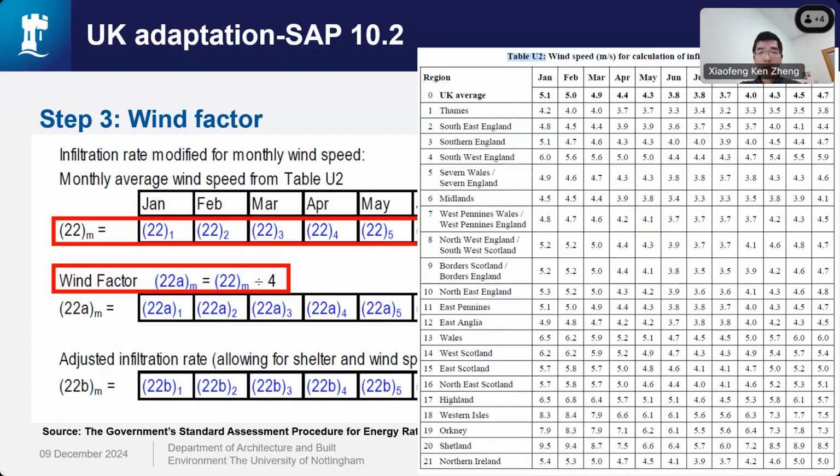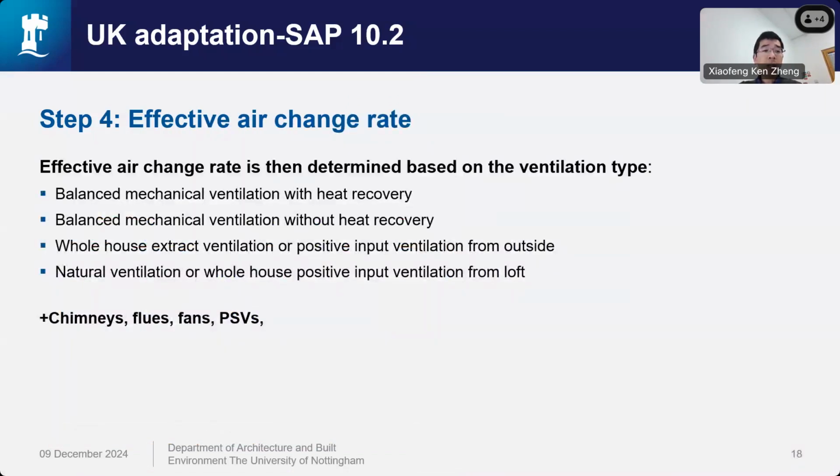And then finally, the effective air change rate is determined based on the ventilation type, for instance, balanced mechanical ventilation with heat recovery and without heat recovery, or the other two scenarios. Then we consider the infiltration contributed by chimneys, flues, fans, and passive stack ventilations. And finally, we use this equation to calculate the infiltration heat loss.